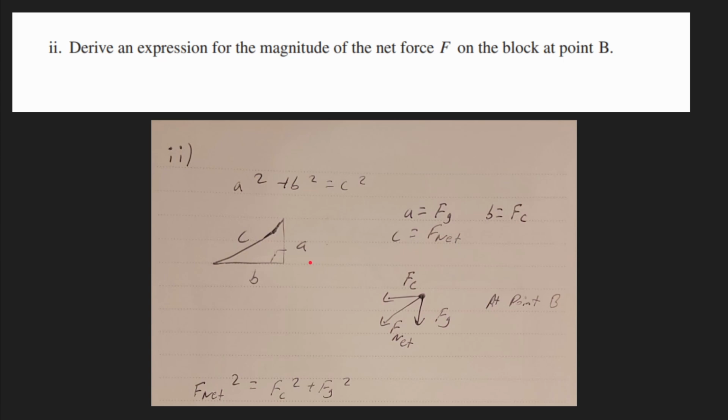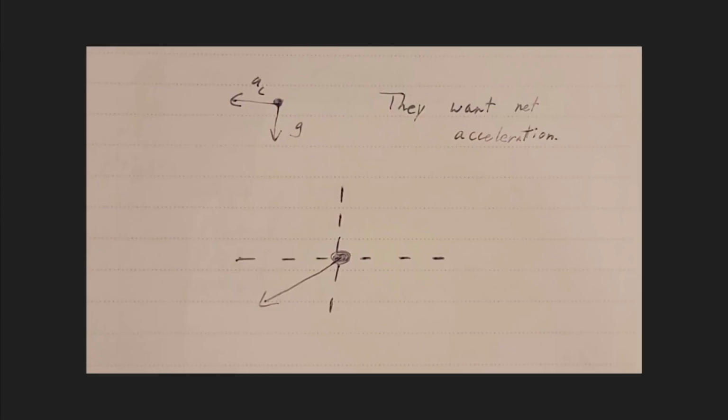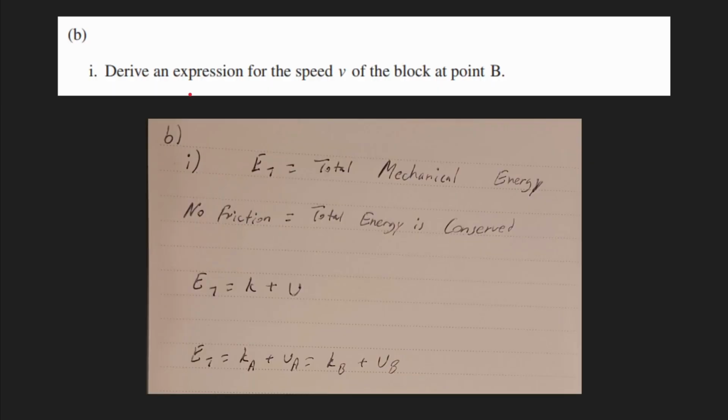Okay. Now let's move on to number 2 for letter B. I want us to derive an expression for the magnitude of the net force F on the block at point B. So, as we said in part A, we know we have a centripetal acceleration and a centripetal force. I'm sorry, not a gravitational acceleration. So we have an acceleration in these directions, we must also have a force in these directions. So we have a gravitational force downwards and a centripetal force towards the center of the circle.